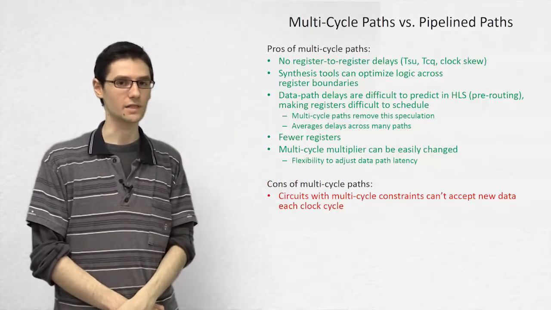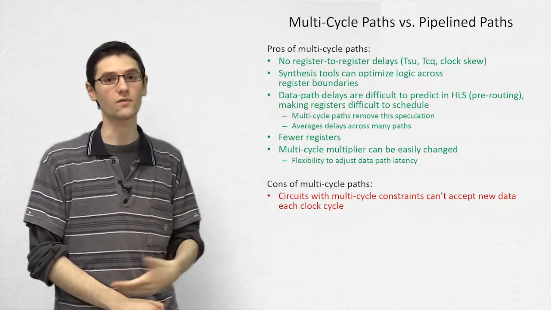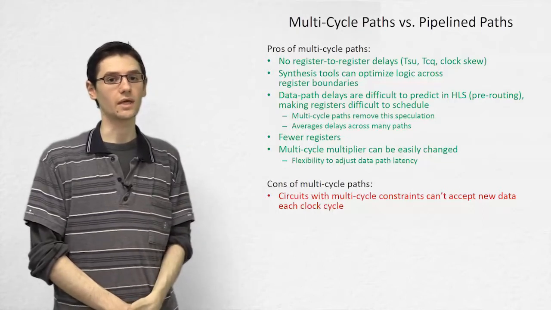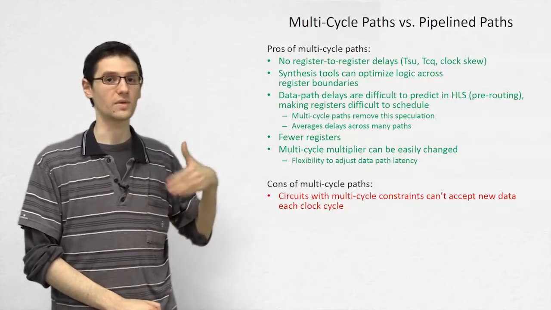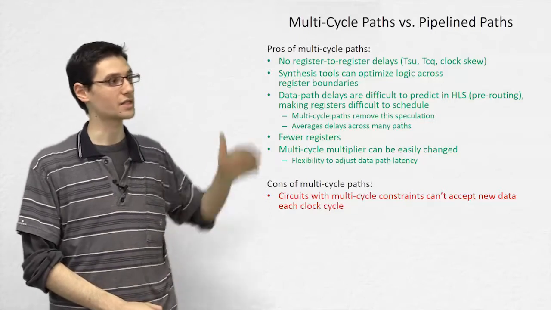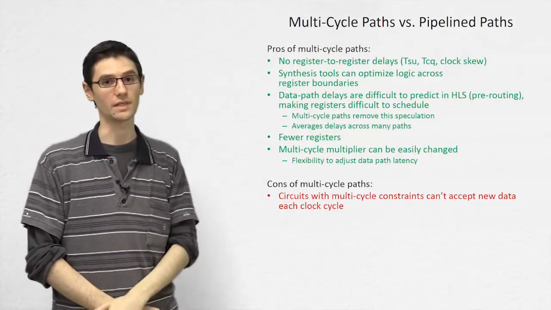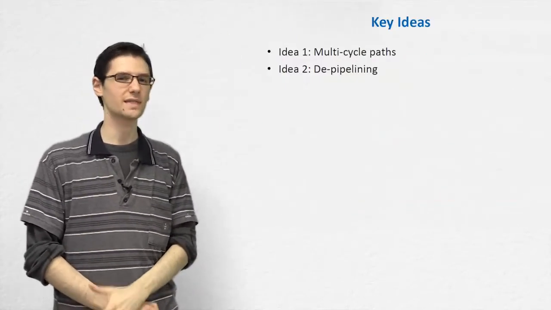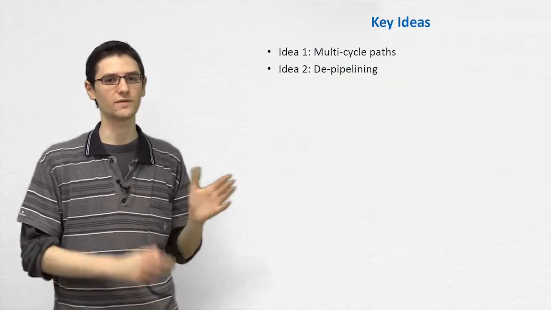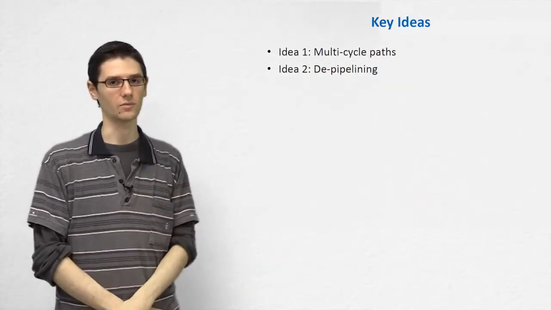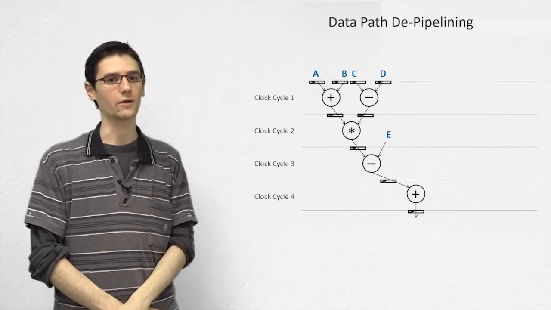But in high-level synthesis, when we're automatically generating these circuits from a software specification, it actually turns out that it's not a big problem to not be able to have new data every step. So we actually can take advantage of a lot of these benefits of multi-cycle paths. So that was the second key idea I wanted to talk about, this idea of de-pipelining a circuit and adding multi-cycle paths. And I'll give an example to make that more clear.